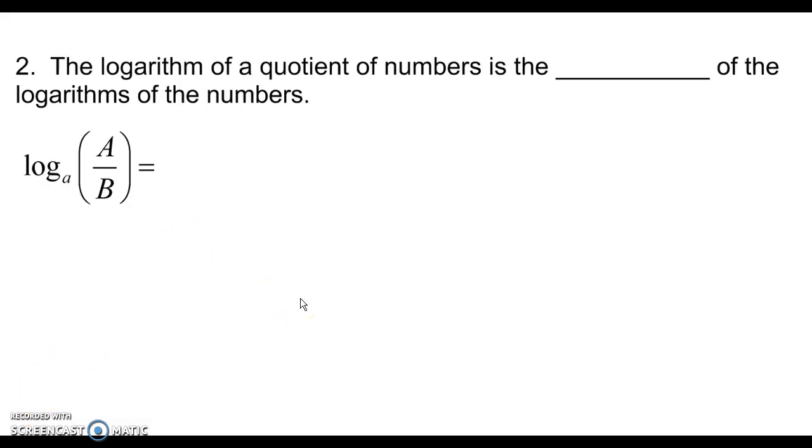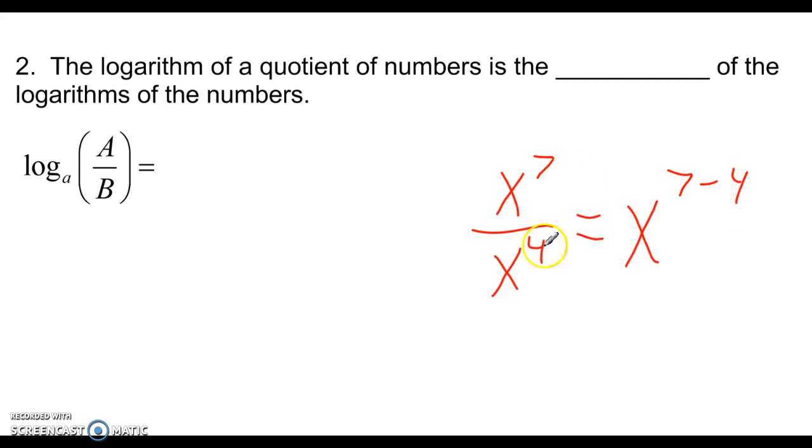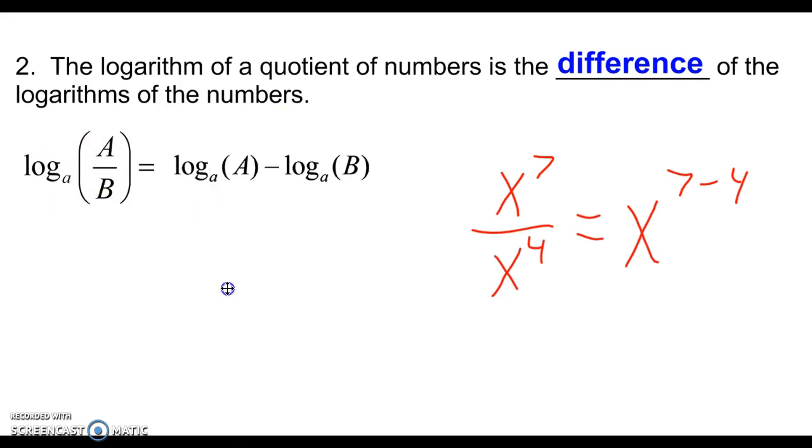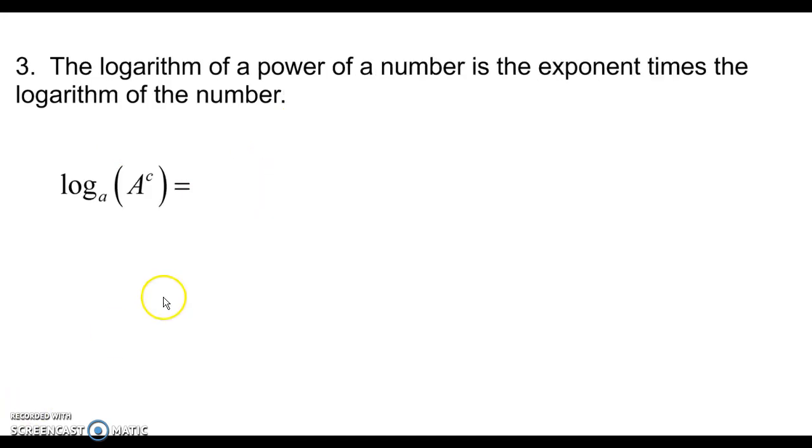Second rule, based off exponent rules, let's remember with exponents, if we have x to the 7th over x to the 4th, that's equal to x to the 7 minus 4 power. When you divide with exponents, you really subtract. So that's true here. When you have the quotient, when you divide, it's really the difference of the logarithms of the numbers. So here we have division within a logarithm. So you really can separate it into two logs, and now that division turns into subtraction. That's the second law of logarithms.